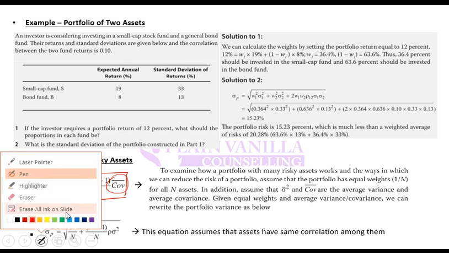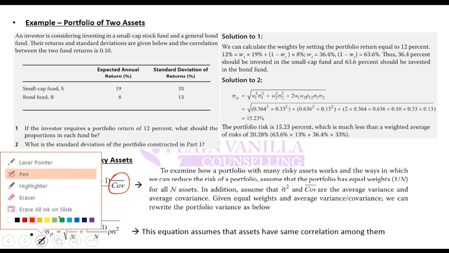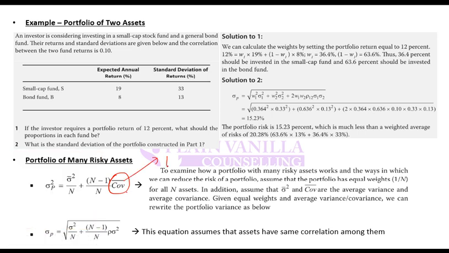Any problem so far up till here? If you do not have covariance, what you do is correlation into standard deviation of A into standard deviation of B. But that wouldn't be applicable here. Why? Because there are 10 assets, so you wouldn't know the standard deviation of all the other assets, or if the average of all the standard deviations is the same or not. So moving on, this is the first case.